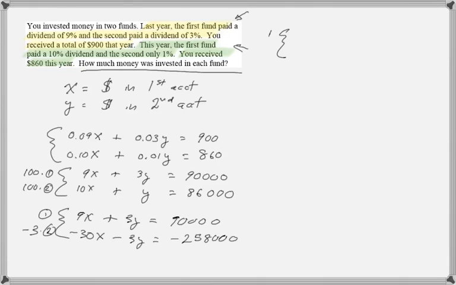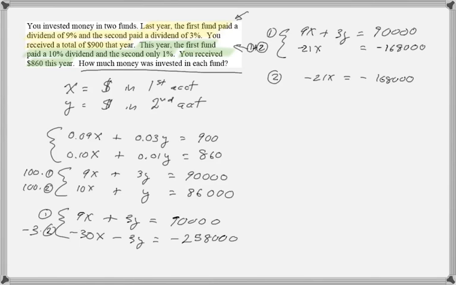My next step, I'm going to keep the first equation alone. I'll have 9x plus 3y is 90,000. And then when I add equation 1 and 2, 9x plus negative 30x is negative 21x. The y's will cancel, and 90,000 minus 258,000 is negative 168,000. And then if I solve this equation, negative 21x is negative 168,000, I divide by negative 21. I'll have x is 8,000, so I know there was $8,000 in the first account.